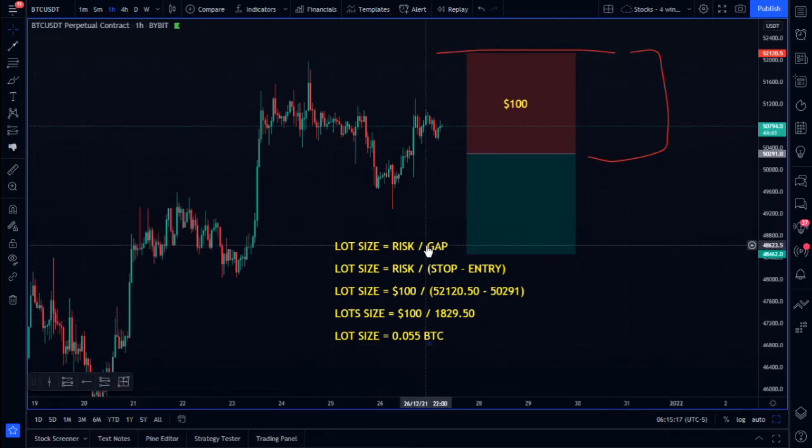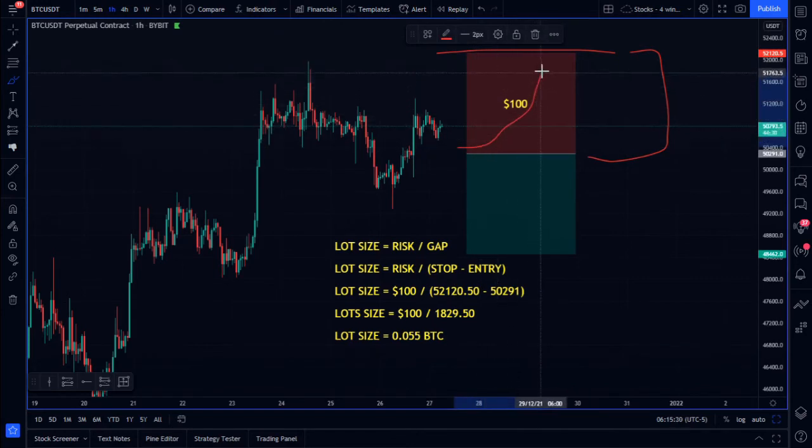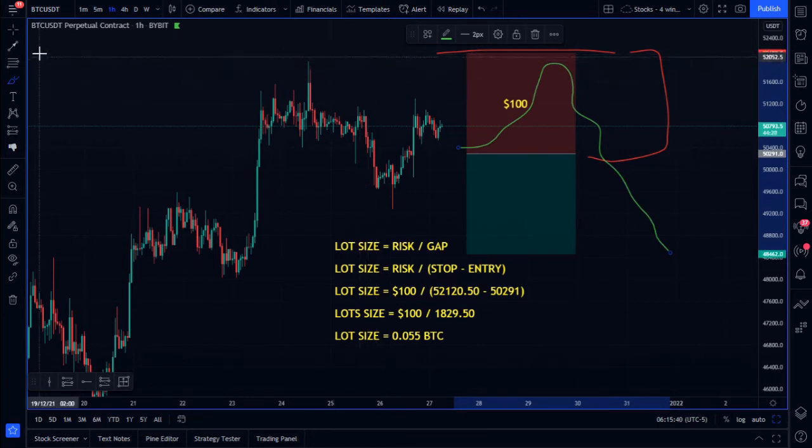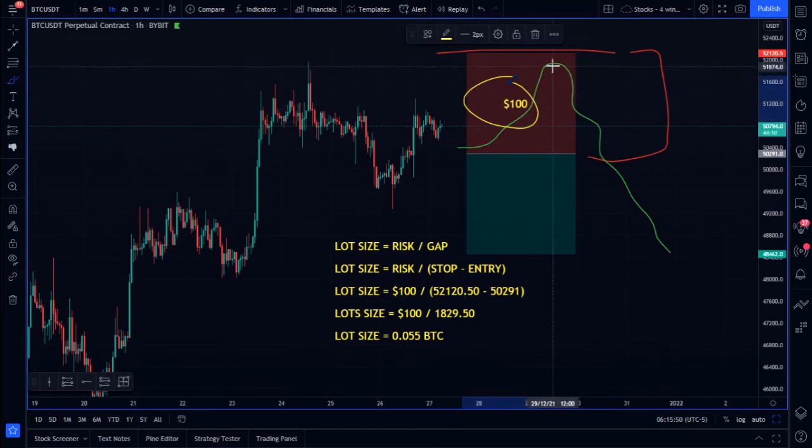Okay, so what is it telling us? What are we saying? We are saying that we believe the price will not go any higher than that stop loss up there. We think it's going to go down and hit our take profit. Right? And it also means we're only prepared to risk $100 if it does break our stop loss.